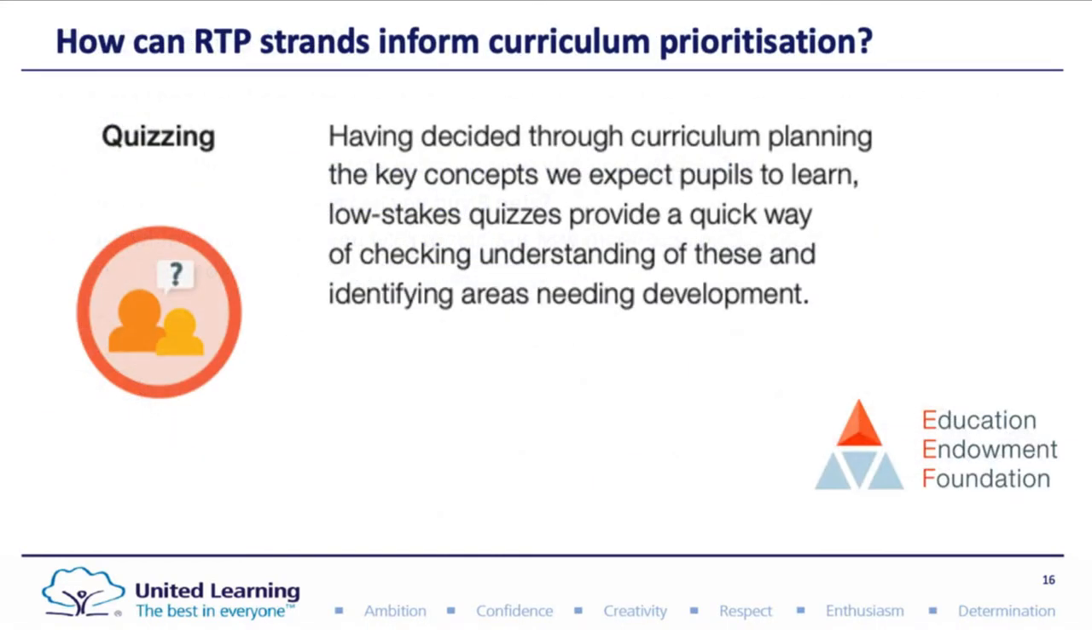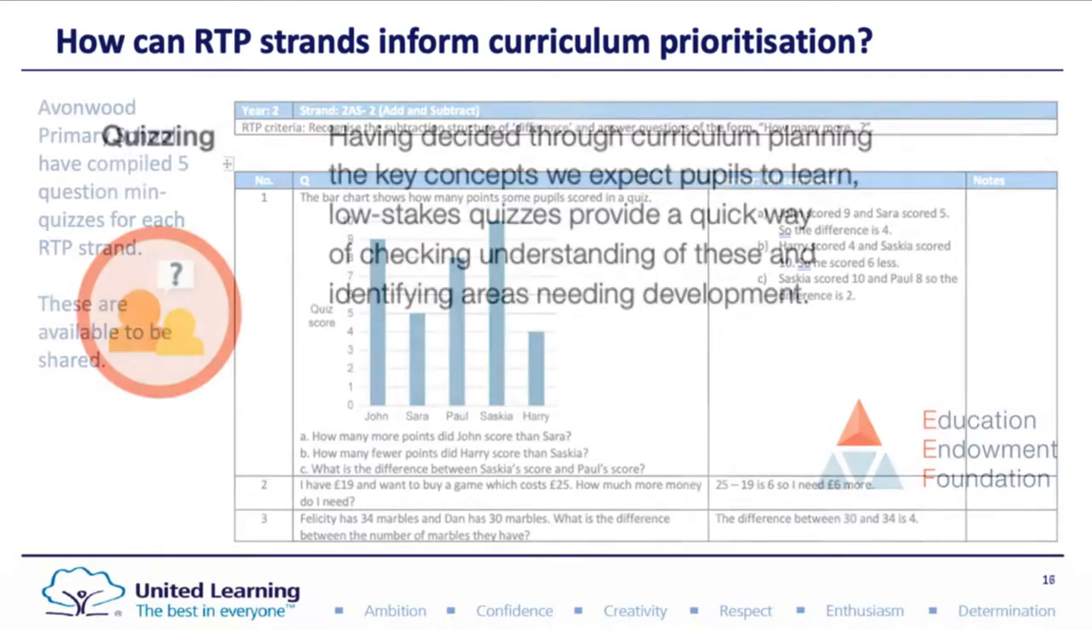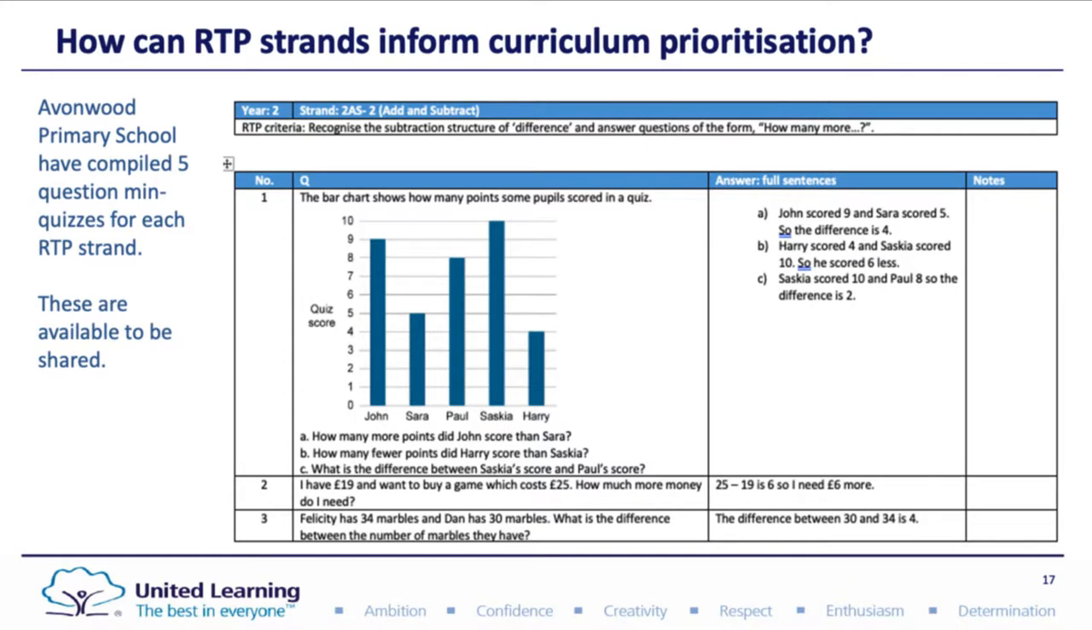So moving on to some of the slides from Jo Jackson Taylor now of Avonwood. Quizzing is a way that Avonwood have been really effectively using short quizzes to help them to understand and see where the children are at, and do some gap analysis to understand where their gaps might be and identify the areas of development. So they're very low stakes quizzes, and they've created 5-question mini quizzes for each of the RTP strands. They are happy to share these.